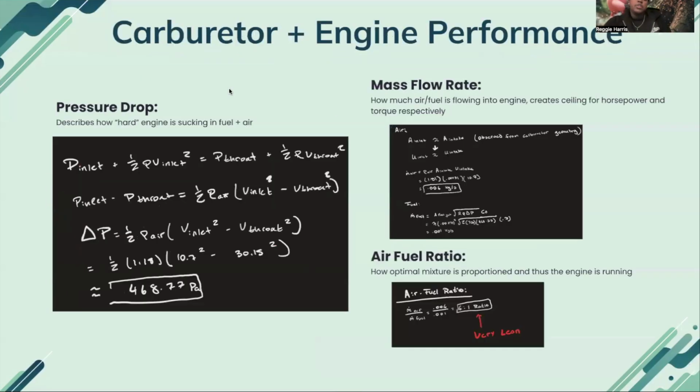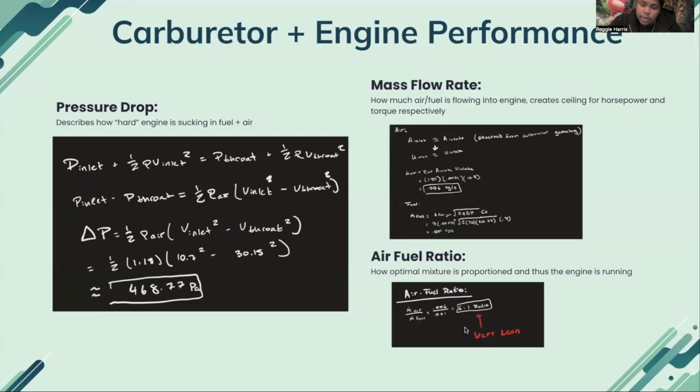Now that we know that Bernoulli's equation is applicable, we can calculate the pressure drop across the carburetor and see exactly how hard the engine is sucking in fuel and air. And we can also calculate the mass flow rate of the air and fuel respectively and see which creates an upper limit for the horsepower and torque that the engine can generate. We can also calculate the air fuel ratio, which gives us a key insight to the optimality of the fuel and the engine performance.